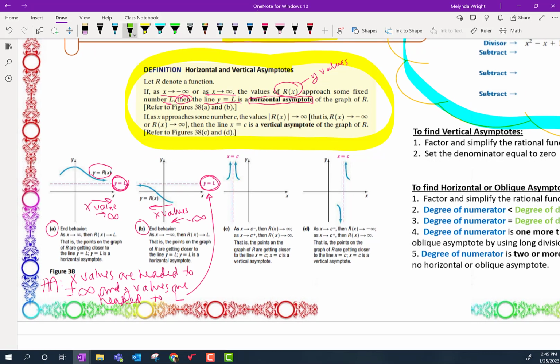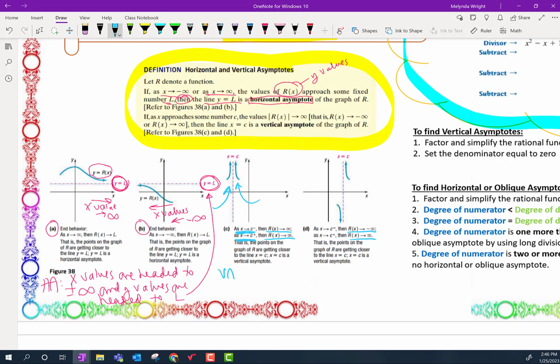All right, so for vertical asymptotes, notice that my x value is approaching C from the left or the right. From the right, it's going this way, from the left, it's going this way. And the y value is approaching positive or negative infinity. So this is a bit of a reversal.